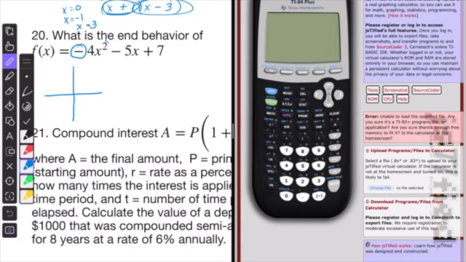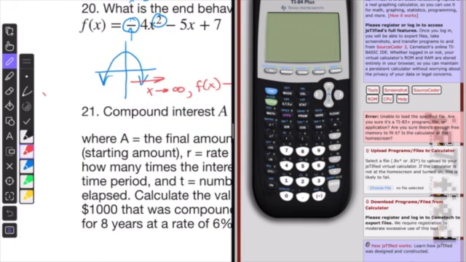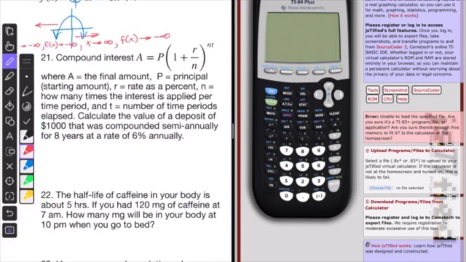I know it's a parabola because it's x squared. And I know it opens upside down like this because of that negative lead coefficient. So on the right-hand side over here, as x goes to infinity, the function itself, f of x, goes down to negative infinity. And over here on the left-hand side, as x goes towards negative infinity, the function f of x goes also to negative infinity. So there's our left side and our right side.